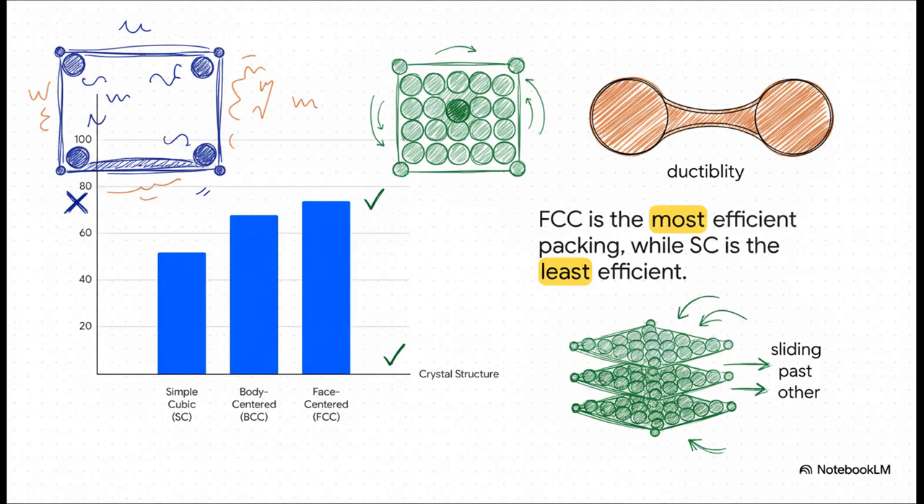Look at a simple cubic structure. It's only 52% full of atoms. That means it's almost half empty space. Body-centered cubic gets a bit better, up to 68%. But the real champion is face-centered cubic, which packs in at 74%. That is the most efficient way you can possibly pack spheres. And it's a huge reason why metals like copper and aluminum are so easy to bend. The atoms have these dense planes that can easily slide along.